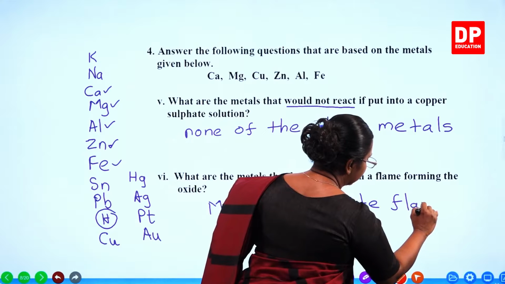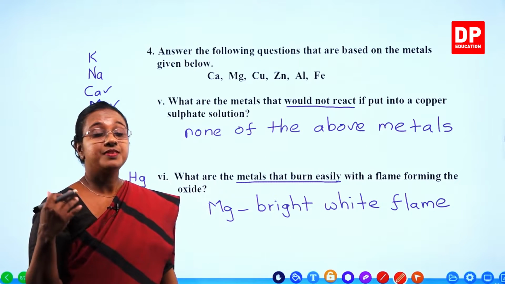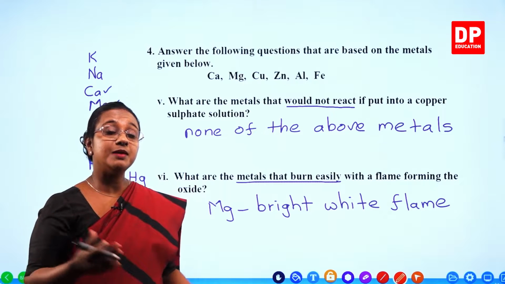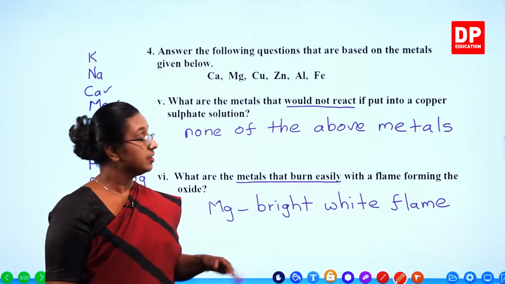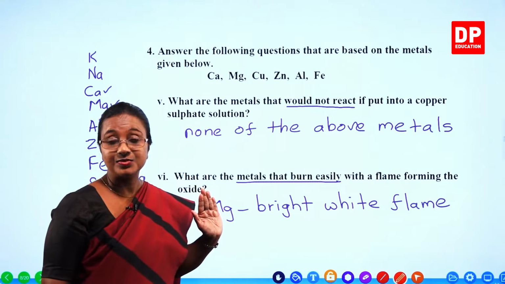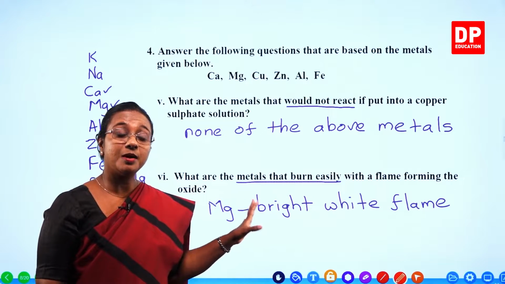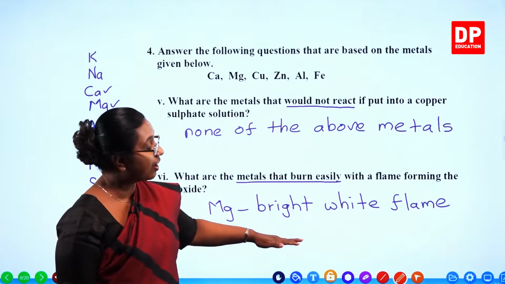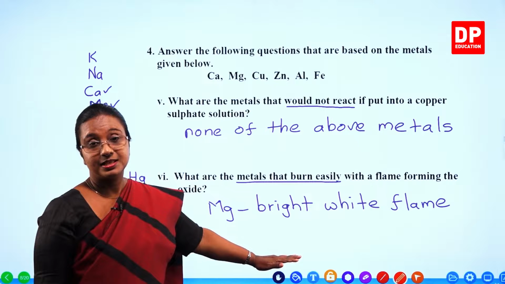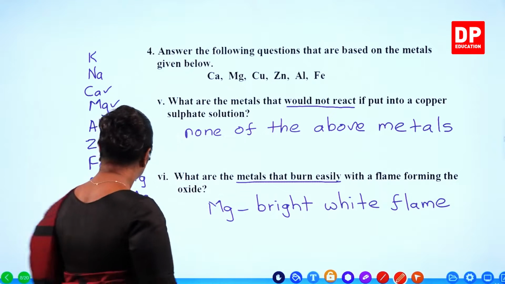So that is like a specific observation. If something burns with a bright white flame, if it is a metal, then you know it has to be magnesium. So those are the answers for these questions, students. So I am sure you were also able to come to these answers, and if not, you all understood how we get these answers. So with that, I will move on to the next question.